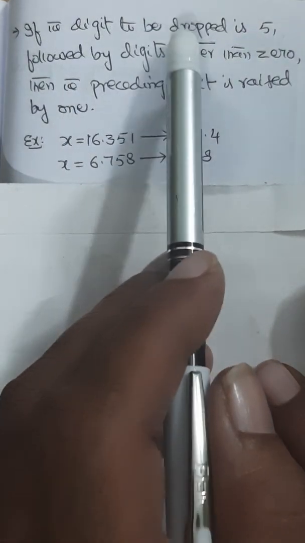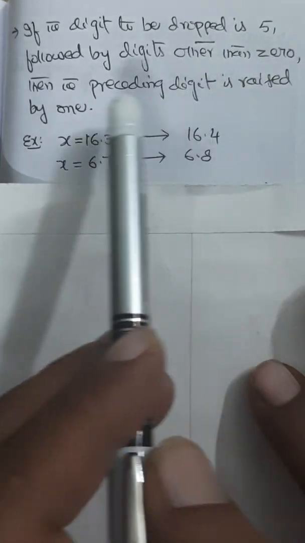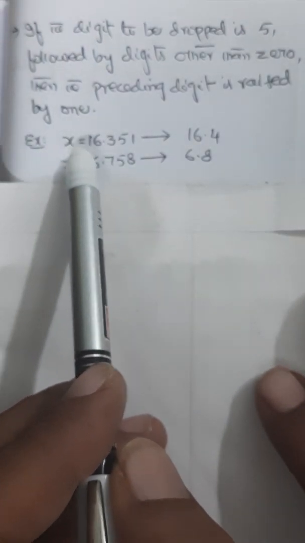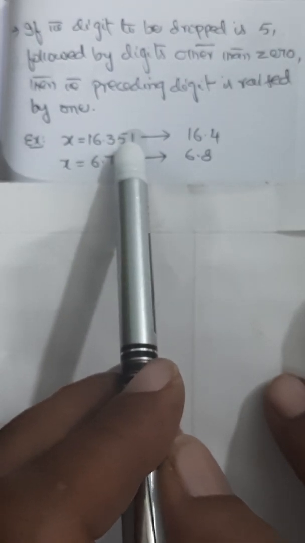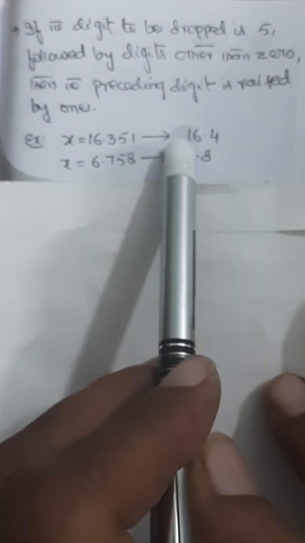If the digit to be dropped is 5 followed by digits other than 0, then the preceding digit is to be raised by 1. For instance, if you take a measured value, let us say x equal to 16.351. Now the digit to be dropped is 5. This is followed by what? A digit other than 0. 1 is other than 0 only. Then in that case, the preceding digit is raised by 1. That means 3 is to be raised by 3 plus 1, 4. That means x equal to 16.351 is rounded off to 16.4.